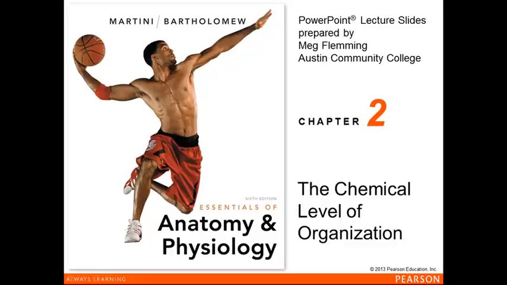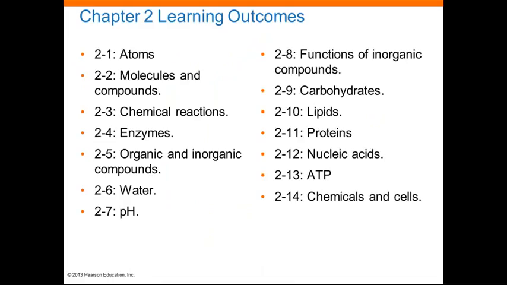We're going to start the semester of General Anatomy and Physiology with Chapter 2, the chemical level of organization. I'd like to start each lecture by looking at the learning outcomes, and this provides a nice outline, a nice preview of what we're going to be talking about in this chapter. So we're going to start with atoms, molecules and compounds. We're going to discuss chemical reactions and enzymes and how they're involved in chemical reactions.